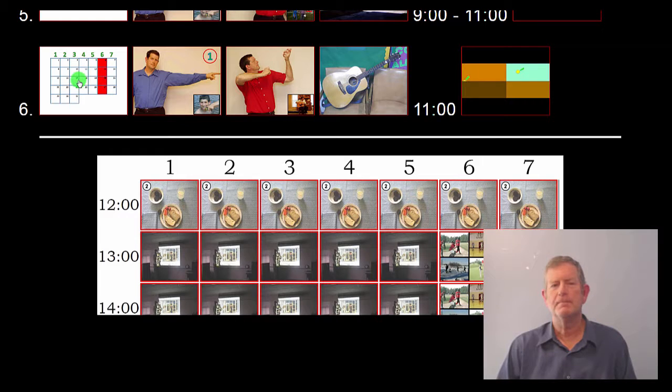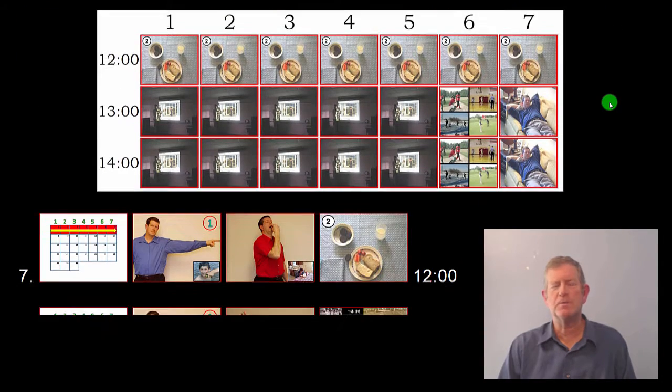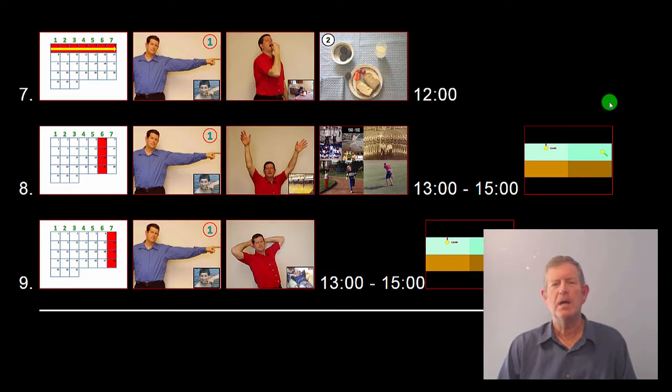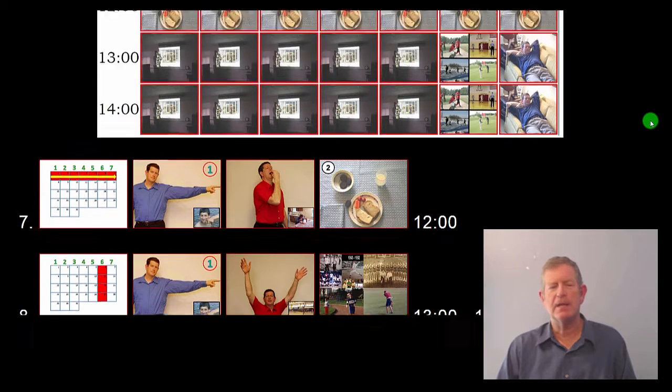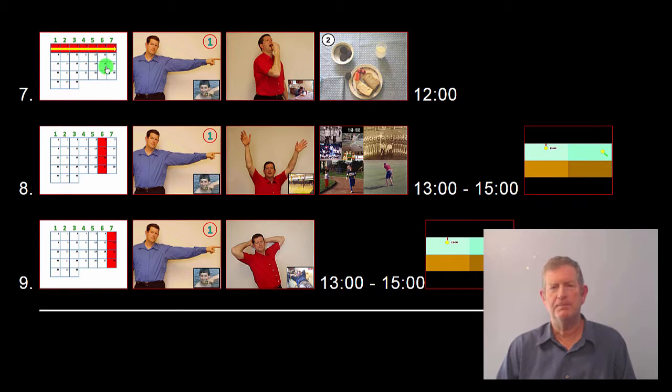All right, listen. On Saturdays, he plays guitar at 11 o'clock in the morning. Okay, next section. This is from noon until 2 in the afternoon. How can we describe his activities Monday through Sunday, all week? Go ahead.